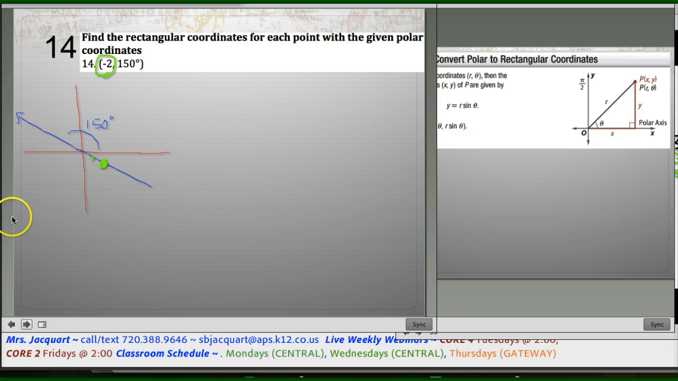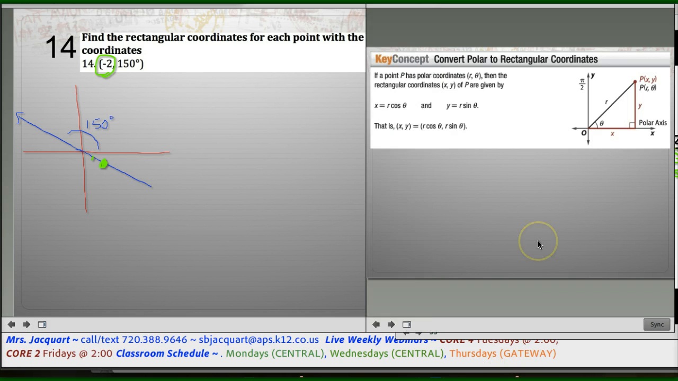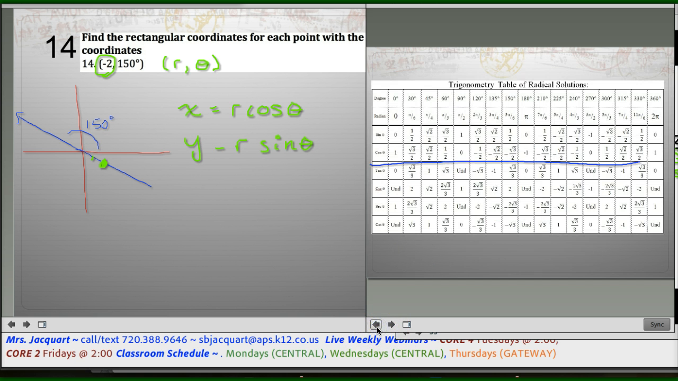Okay, but we want to find the coordinate point. So let's go ahead and look at how to find the coordinate points. This is r comma theta. And x equals r cosine theta. And y equals r sine theta. So let's go ahead and figure out what those are because I think we have these real close.